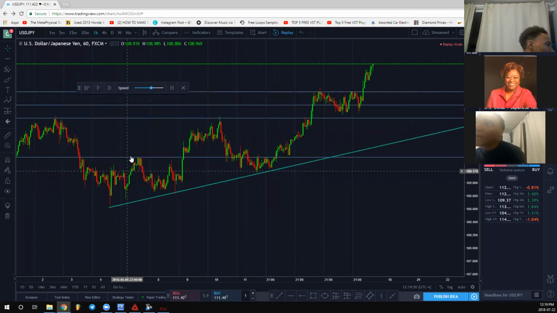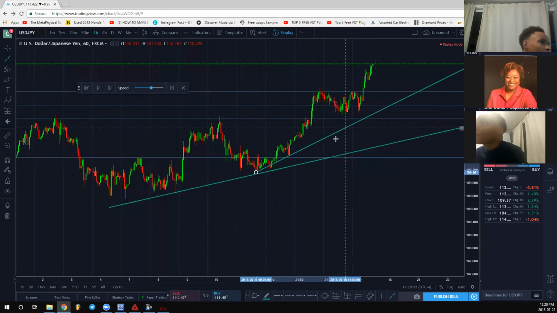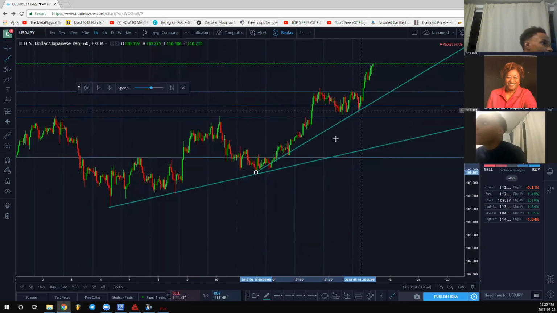So it went 1, 2, touched it back here, 3, touched it back again, 4, right here again, 5. Also, it touched right here. It blew above it here. So this high right here is above this high, and this low is above this low. So what we can do is we draw another trend line from about here to here.